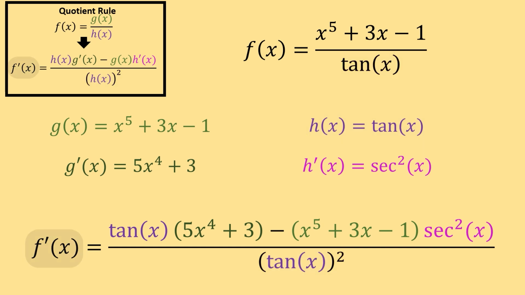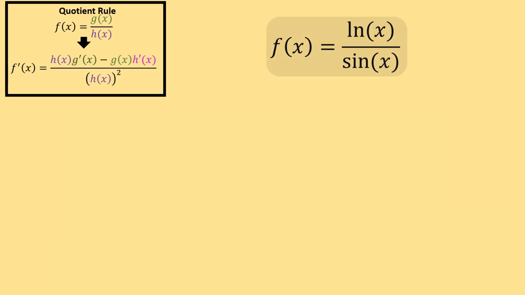And so we get that our derivative is equal to tangent of x times 5x to the fourth plus 3 minus x to the fifth plus 3x minus 1, all that times secant squared of x. And that's our numerator. And we have all that divided by tangent of x squared. So let's work with another problem.